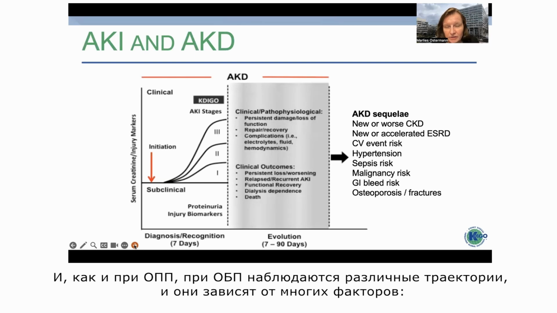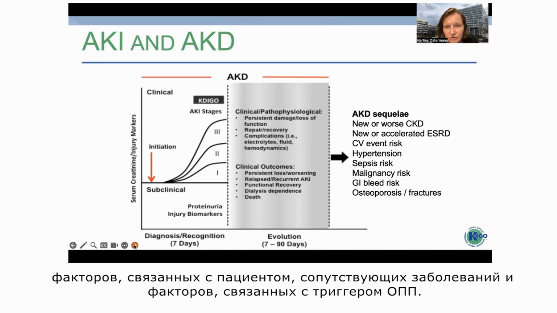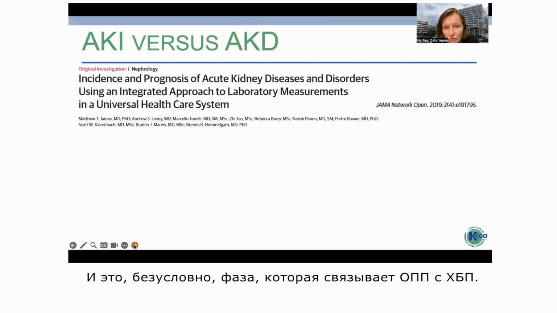And like acute kidney injury, different trajectories have been observed in acute kidney disease. They depend on many factors related to the patient, comorbidities, and factors related to the trigger of acute kidney injury. But it's certainly a phase that links acute kidney injury to chronic kidney disease.